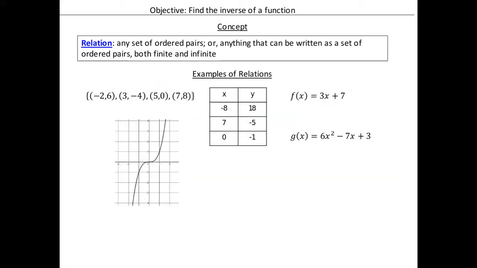All right, so for our first concept here, it's talking about a relation. A relation is any set of ordered pairs or anything that can be written as a set of ordered pairs, both finite and infinite. So examples of relations, I can see them as ordered pairs. So these are ordered pairs. I can see them as in a table, because in my table I have the ordered pairs, -8, +18, 7, -5, 0, -1.